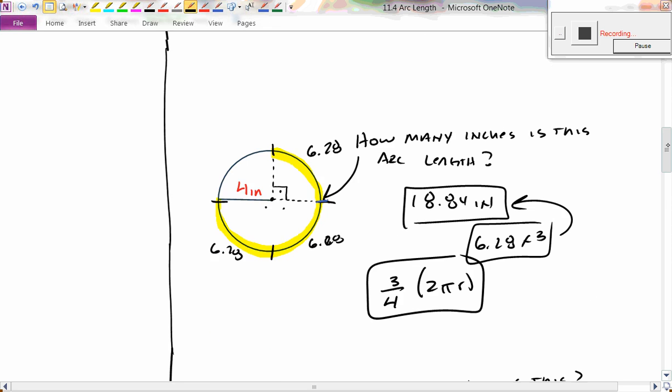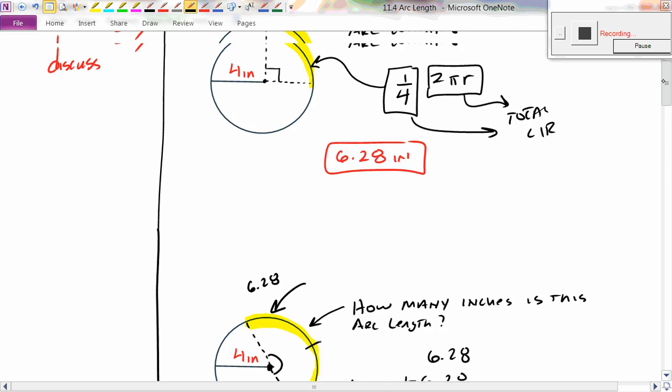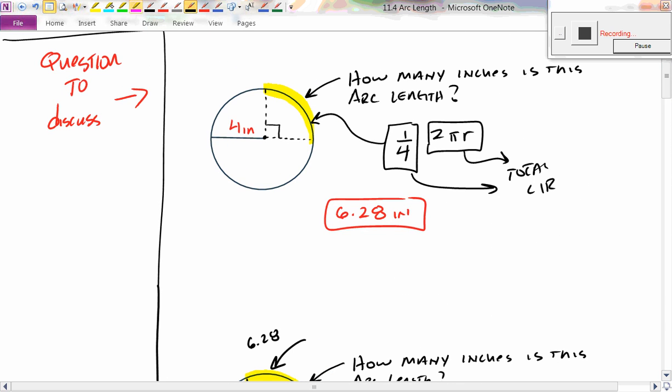Okay, let's go back to the front. Let's go back to the first one. What angle is right here? 90 degrees, right? And how many total degrees in a circle? So we wanted 90 degrees of the total 360. Wait, is that the same thing as, oh my god, a fourth? Is 90 over 360 1/4?